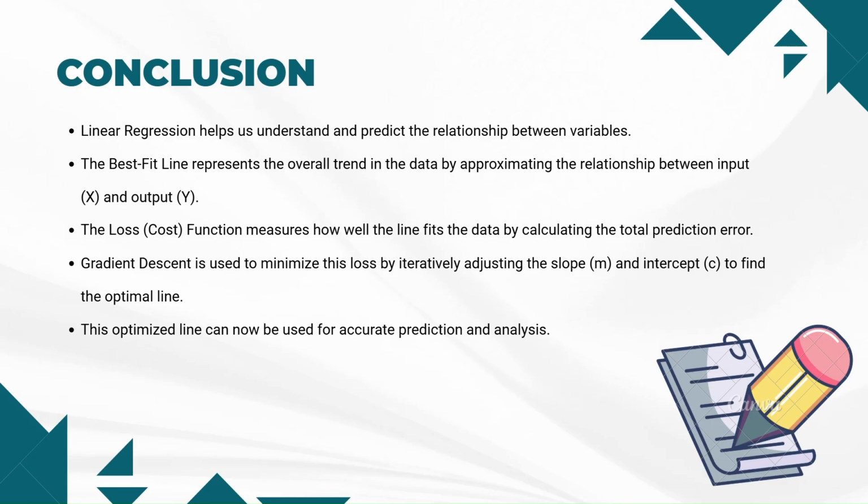Concluding this, linear regression helps us understand and predict the relationship between the two variables, x and y. The best fit line represents the overall trend in data by approximating the relationship between the output and the input variables. The loss function measures how well this best fit line fits the data by calculating the total prediction error. For minimizing this loss, we use gradient descent, which minimizes the loss by iteratively adjusting the slope m and the intercept c to find the optimal line. And at the end, we get the optimal line, which would be used for accurate analysis and prediction.